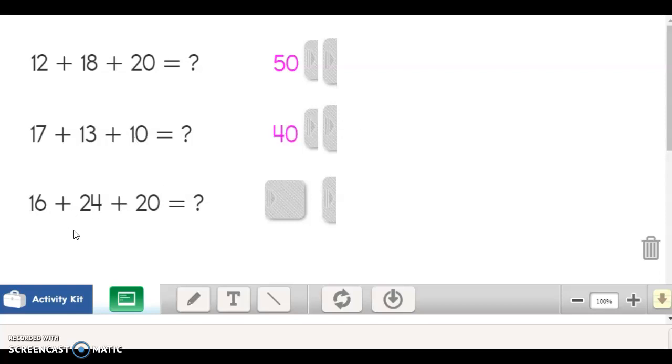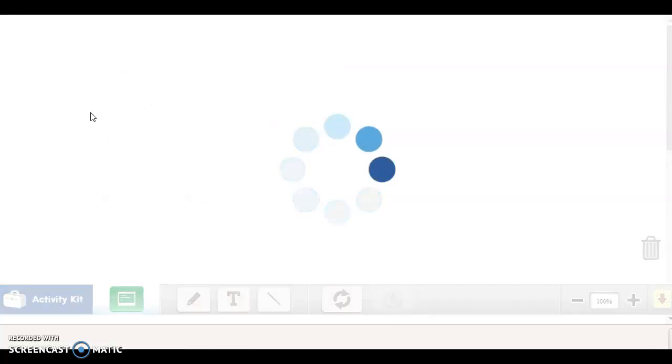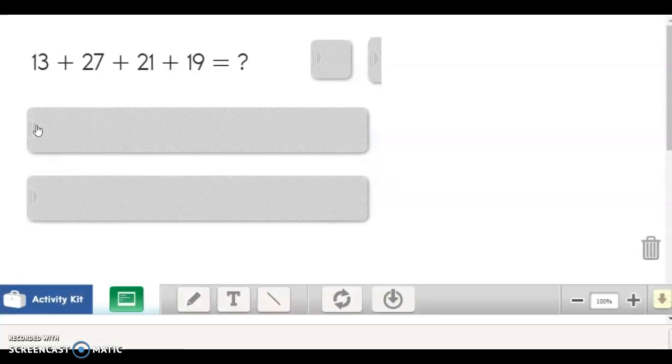Let's look at this one. I see a 6 and a 4. There's a 10. 10 and 10 and 16 is 20. 2 tens and 24, that's 40. 2 tens and 20, that is 60. Nice work, friends. Let's try this next one.